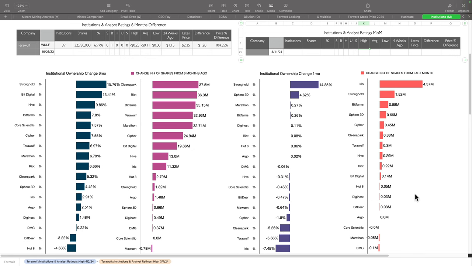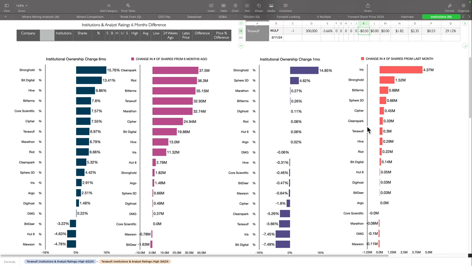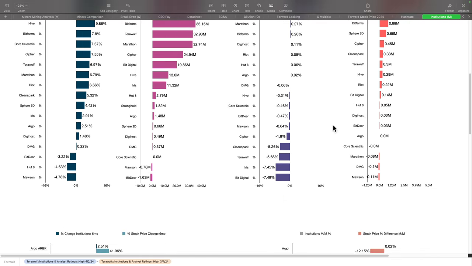When we look at it here, right, we actually see a different story. Share-wise, Iris had the most shares being added, 4.37 million, followed by Stronghold 1.5, Bitfarms 0.8, Sphere 0.6, Cypher 0.4 million, CleanSpark 0.3 million, right? So we're still seeing additional inflows from the institution side going into the miners, which is nice to see. Okay, so you can see all that data there.